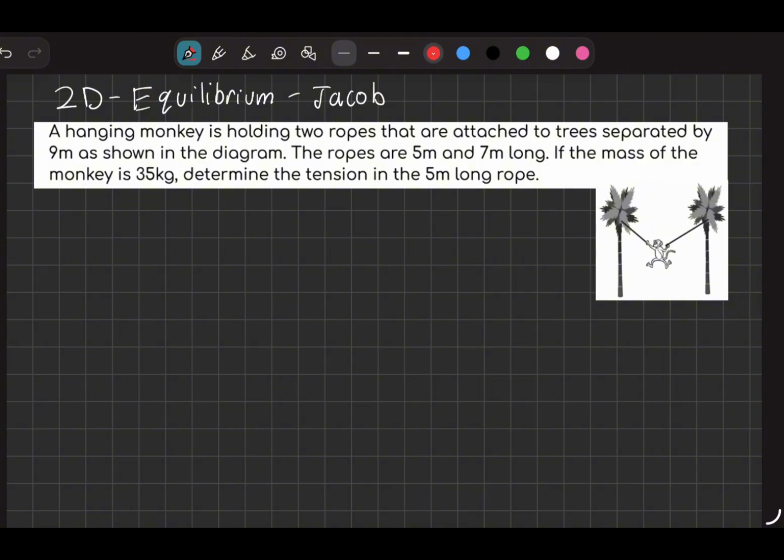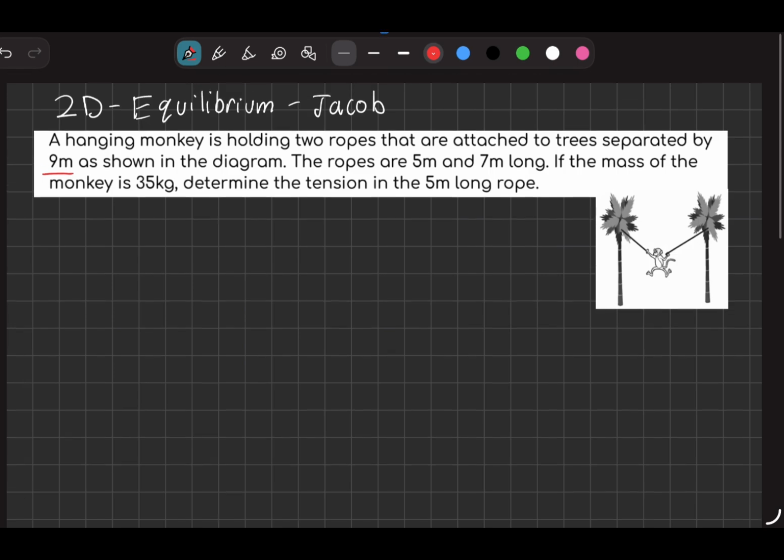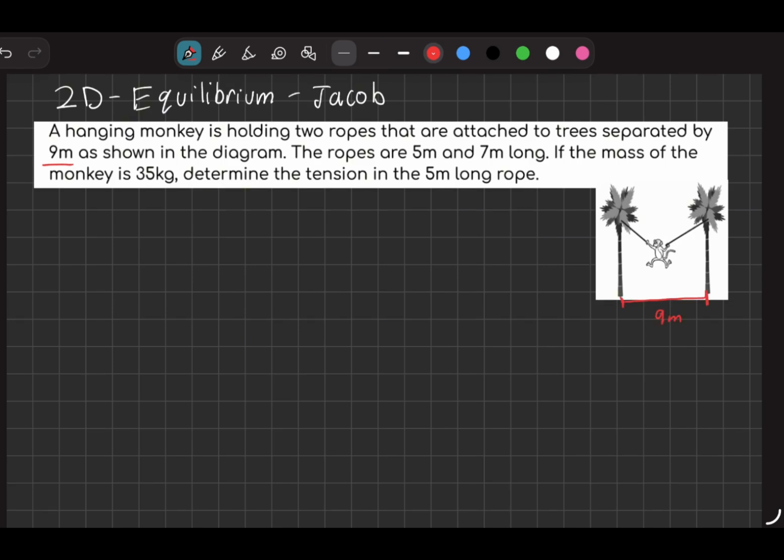The question states, a hanging monkey is holding two ropes that are attached to trees separated by 9 meters, as shown in the diagram. The ropes are 5 meters and 7 meters long. If the mass of the monkey is 35 kilograms, determine the tension in the 5-meter long rope.